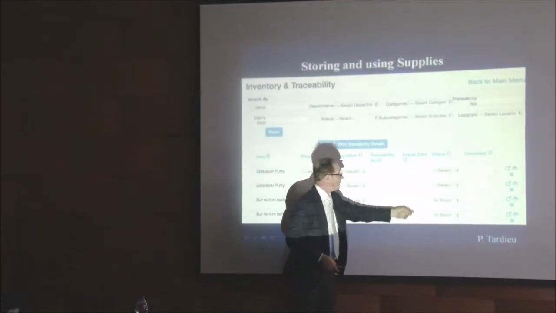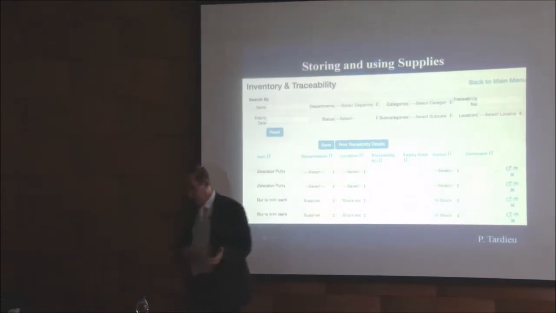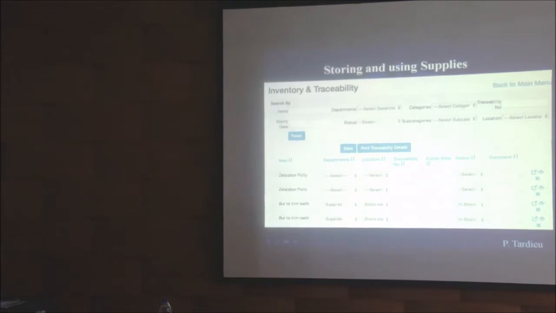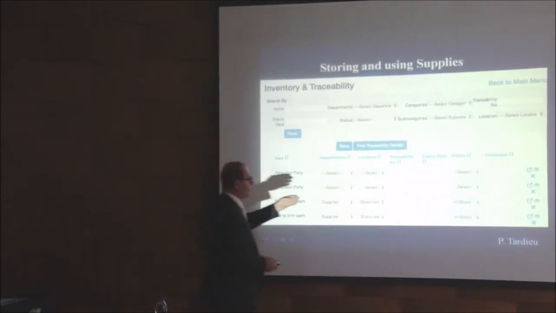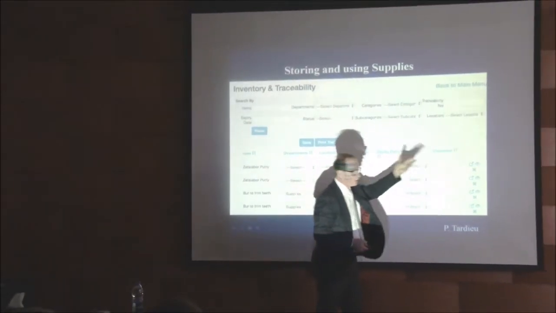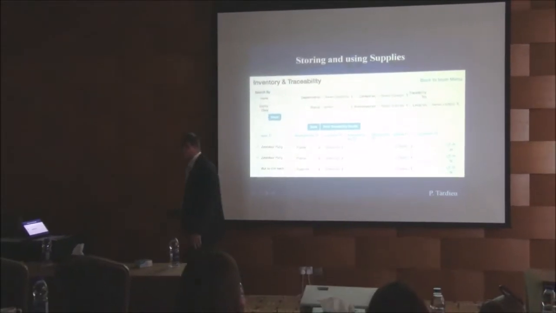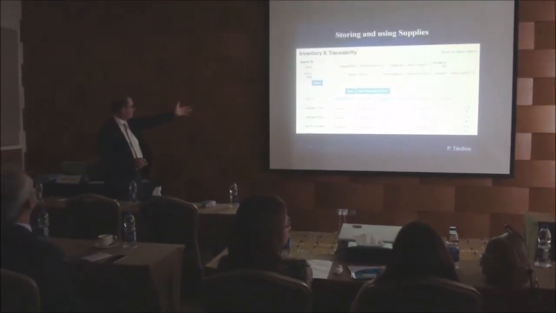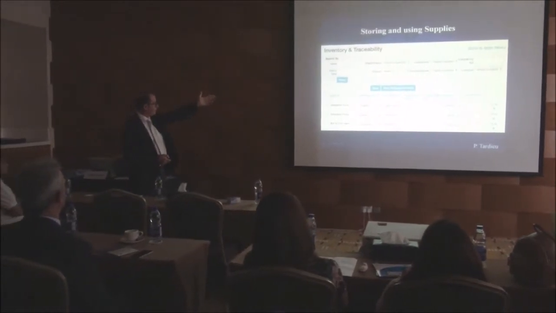We need to write the expiry date. In some cases, some products expire and some do not expire. So we write what we have to write. And we can write a comment also. Based on what we receive, you can open a full comment if you need. In this case, we have a Zeta Labor Putty in the department plaster.